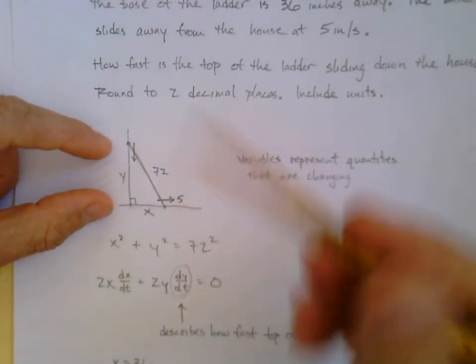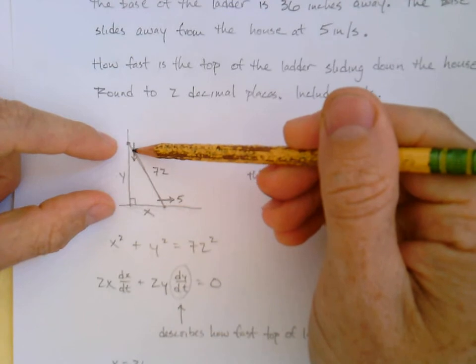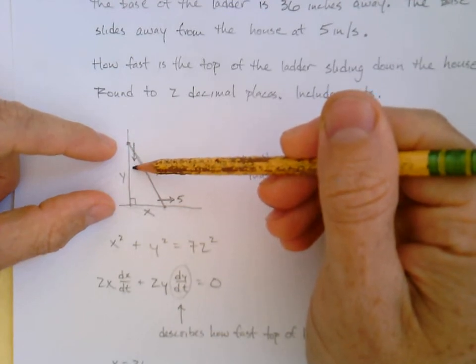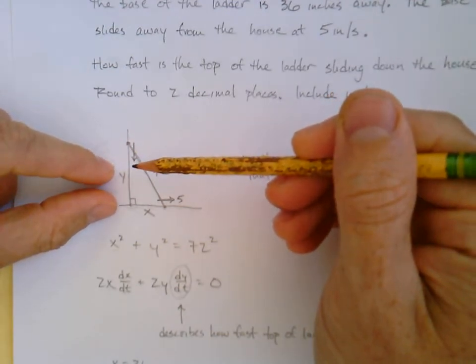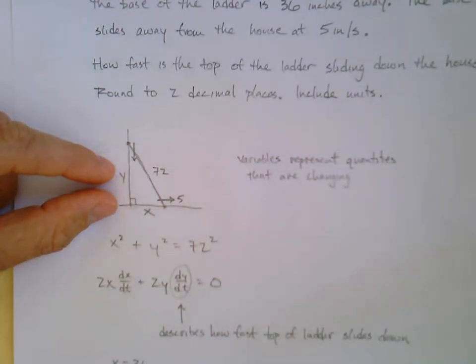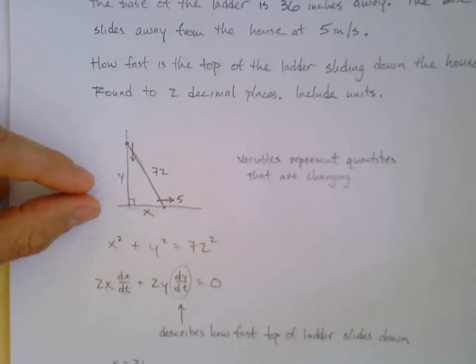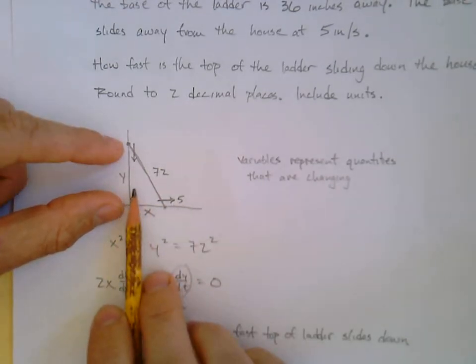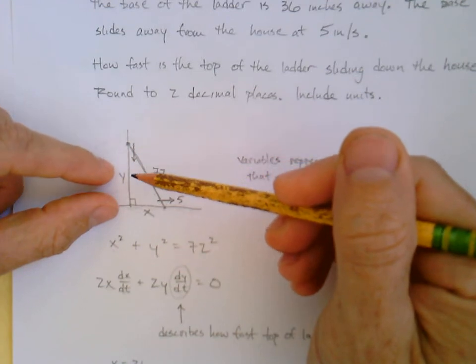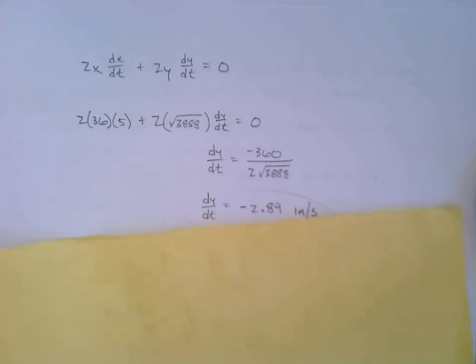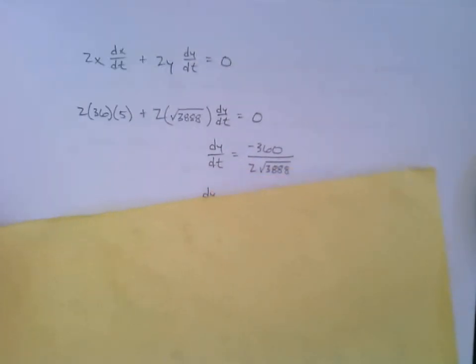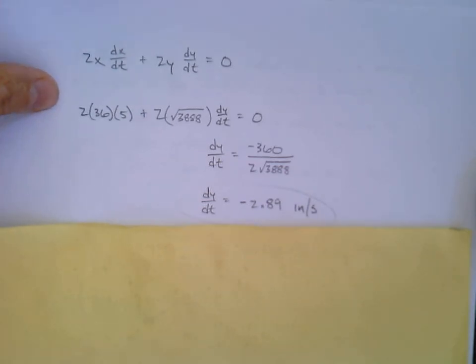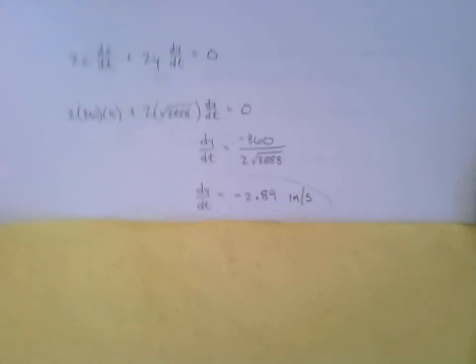But what about y? As the ladder slides, doesn't the y decrease? So if y is shrinking, then its instantaneous rate of change should be negative because it's getting smaller. Where x is getting bigger, its rate of change is positive. But as y gets smaller, its rate of change is negative. Ooh, okay. And it's just something good to notice here. We expect to get a negative answer, and we did. The math matched what we would know to be true.